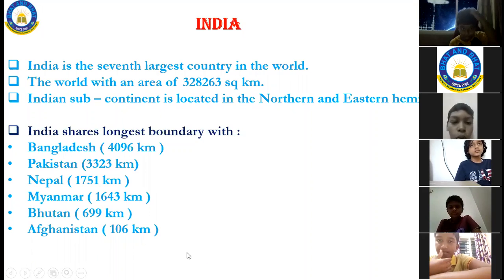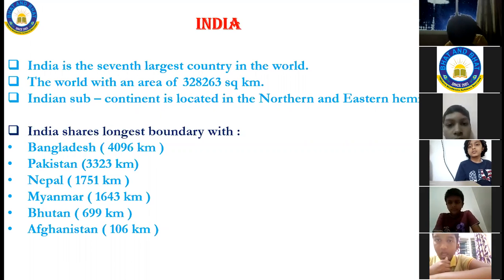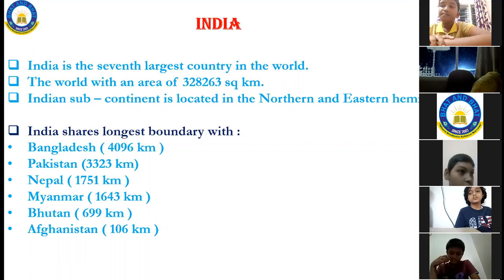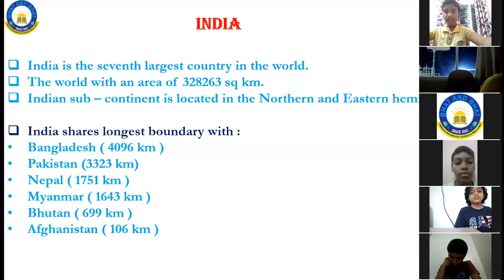So this is your information regarding India. India is the seventh largest country. That's your first point. The second point tells you the whole area of India, that is 328,263 square kilometer. The next one is about the subcontinent, which is located in the north and the eastern part. India has shared boundaries with Bangladesh, Pakistan, Nepal, Myanmar, Bhutan and Afghanistan.